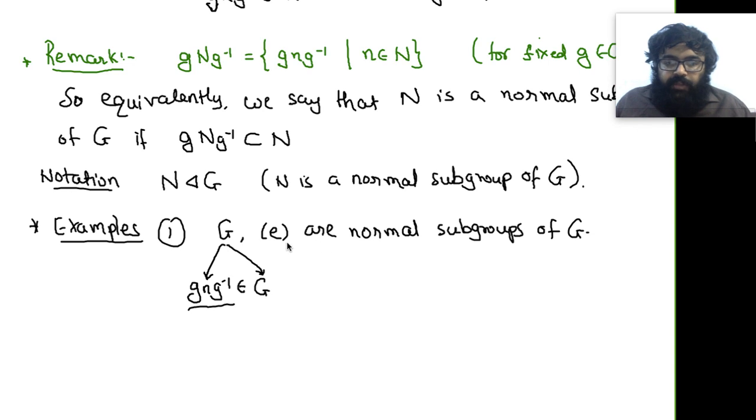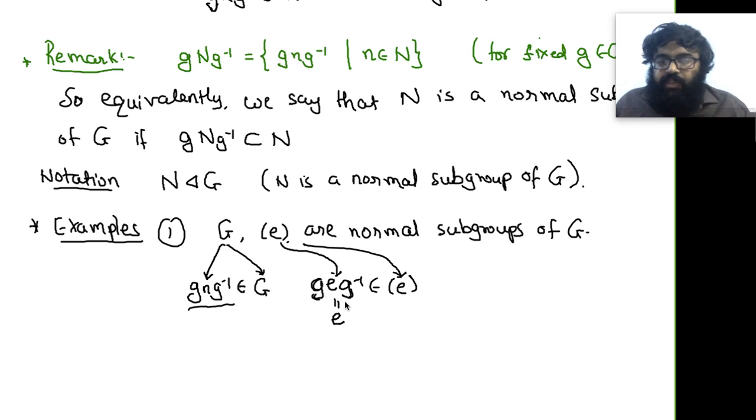What about E? We must have g n g inverse belonging to the subgroup. Where does this n come from? n comes from E, but there is only one element, which is E. So we have g e g inverse. It should belong to E. Yes, of course it belongs to E, because g g inverse is the identity, so it belongs to E. Is it clear?